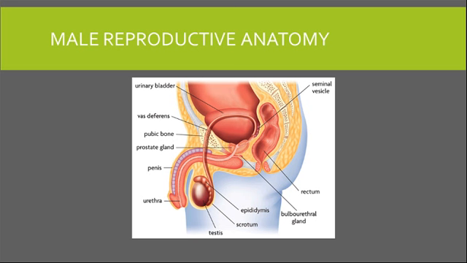One procedure to know is circumcision. That is the removal of a loose-fitting cuff of skin called the prepuce that covers the glans of the penis.